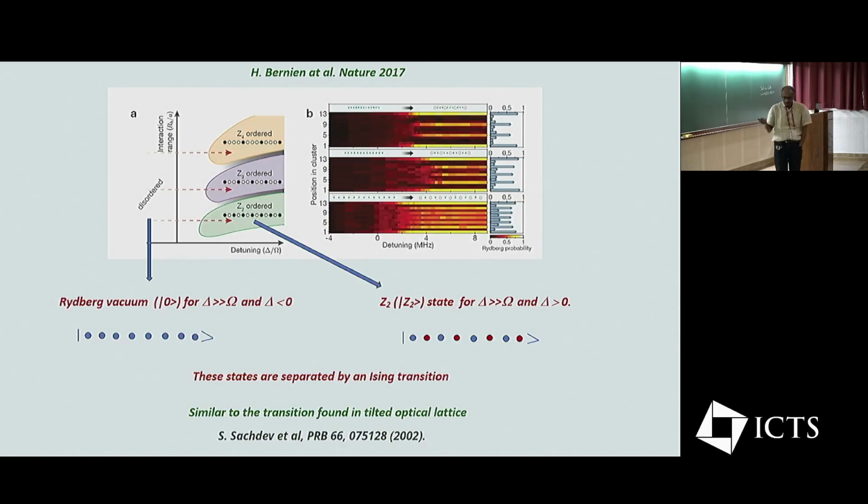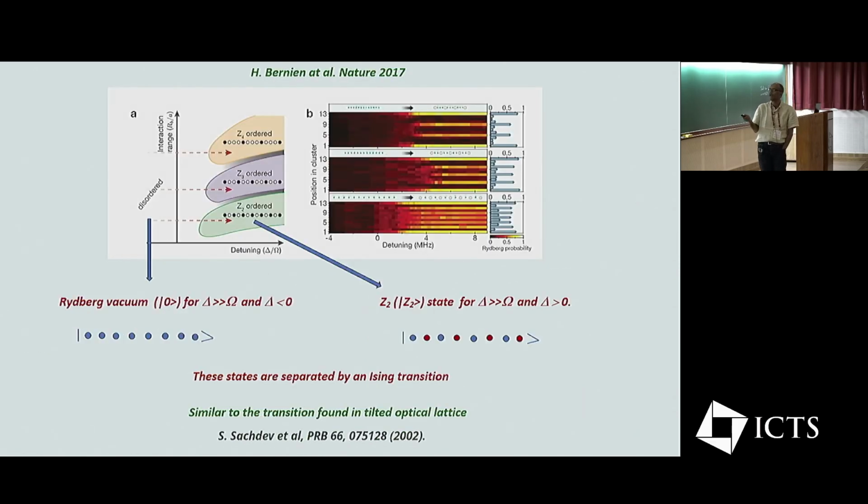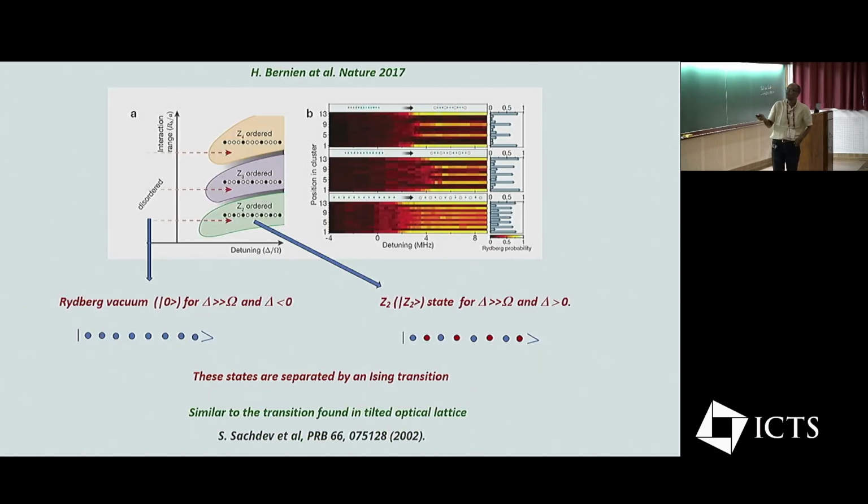So Mikhail Lukin's group has done a lot of experiments with this, and one of the central things that they did is to tune this V naught to a really large value, so that when this detuning is large and positive, one finds a Z2 ordered state. That is, when the detuning is large and positive, every site wants to basically create a Rydberg excitation, because that's energetically favored by this detuning term. However, because of this interaction term, it can only do that at next nearest neighboring sites. So this leads to a Z2 ordered state. If you increase the interaction a lot more, when Rydberg excitations at two neighboring sites are forbidden, you can get to a Z3 ordered state and so on.